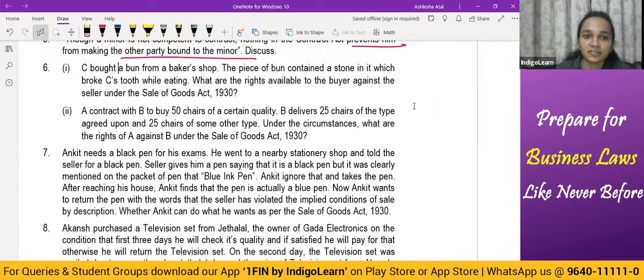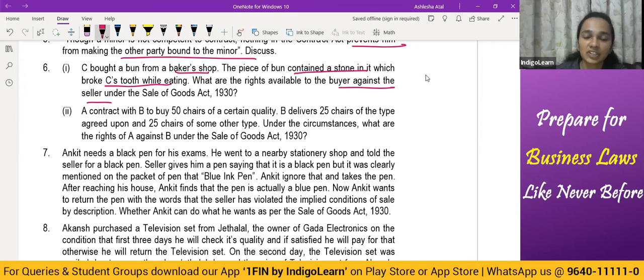C bought a bun from a baker's shop. The piece of bun contained a stone in it, which broke C's tooth while eating. So C bought a bun. However, this bun contained a stone in it, and when C was eating the bun, C broke his tooth. What are the rights available to the buyer against the seller under the Sale of Goods Act 1930?